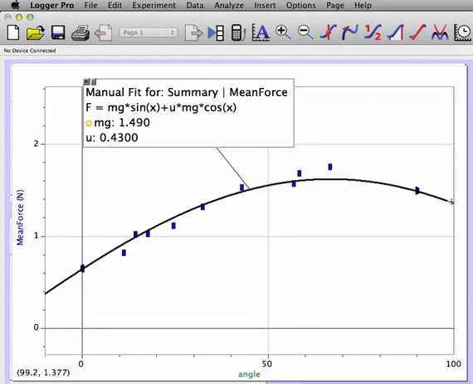This is a nice confirmation not only of our theory that we had between the relationship of friction and the normal force, but also the trig relationships that we have used for inclined planes. It shows that this stuff actually works.